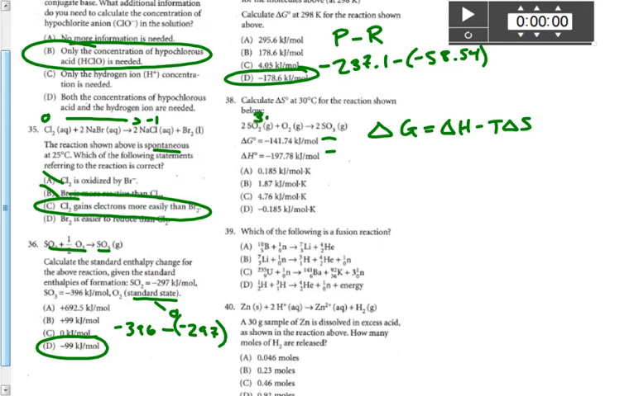I have 3 moles of gas going to 2 moles. What's happening to my S? It's going down. It's the only negative number. Boom. I didn't do a single calculation.